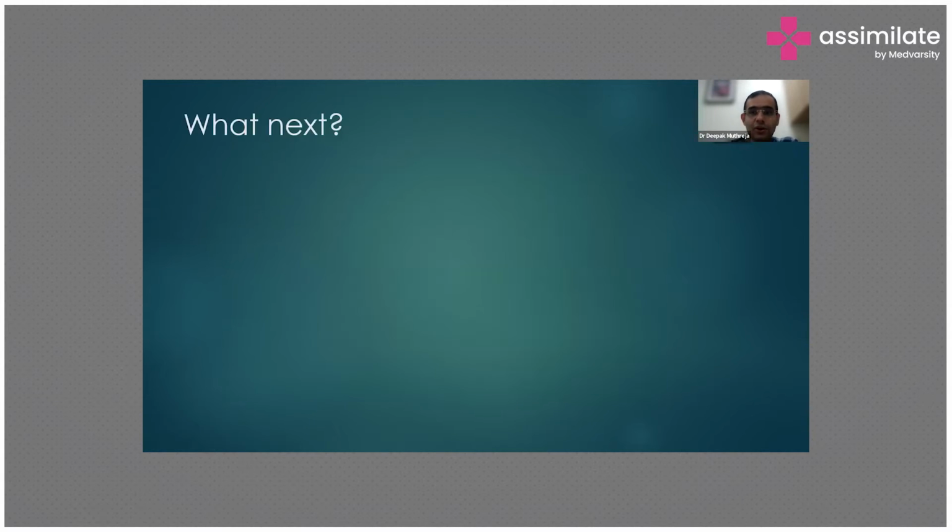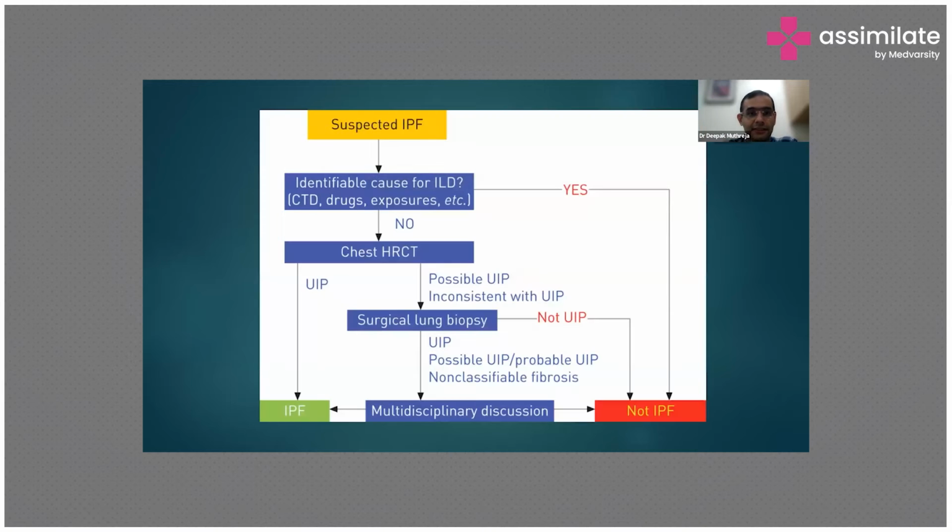Coming to the next, once you have seen this CT, what next are you going to do? This patient has been labeled as interstitial lung disease. So how do we approach this patient? What to do next? So first we'll do PFT, we'll see the DLCO, diffusion capacity. There are a number of tests which we can do. But what do the guidelines say?